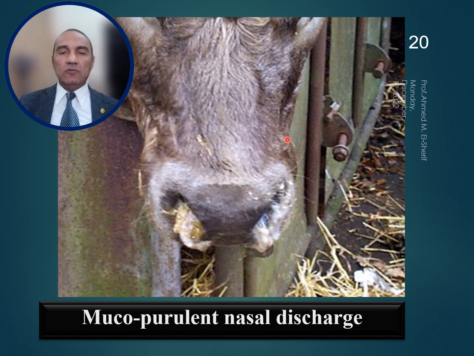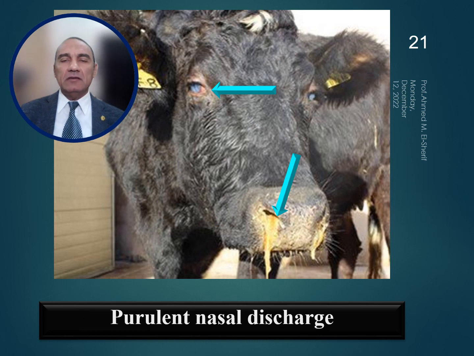An infected cattle with infectious bovine rhinotracheitis showing mucopurulent nasal discharge from both nares. An infected bull with infectious bovine rhinotracheitis shows both forms. Number 1, the respiratory form of infectious bovine rhinotracheitis, characterized by purulent nasal discharge, and the ocular form, characterized by eye opacity, as shown here.